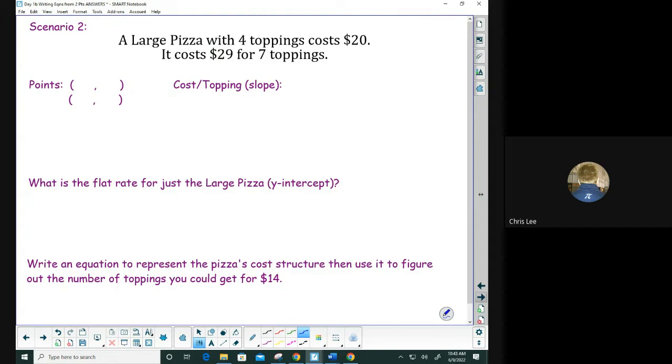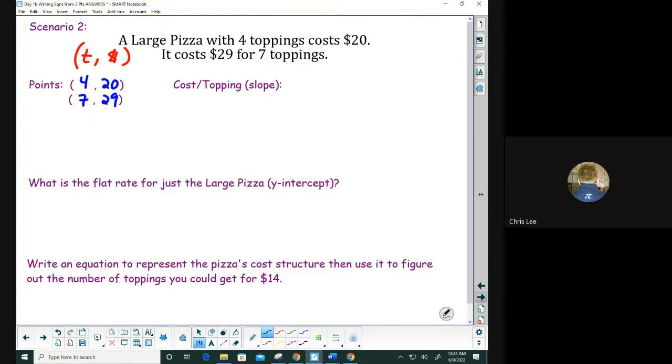All right, give me the first coordinate from the first point. 4 and 20. Very nice. Be careful when you write the second point. Very nice. Good job, Landon, because he remembered that time comes first. In this case, we're saying time is toppings. And money comes second.